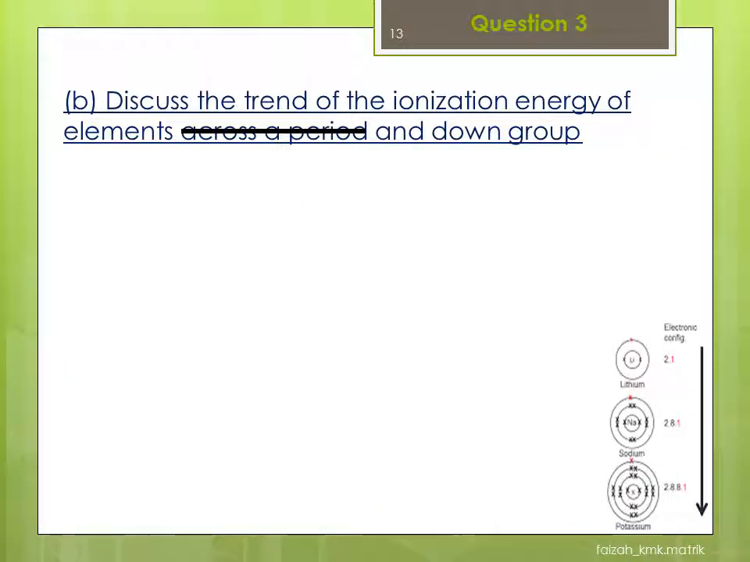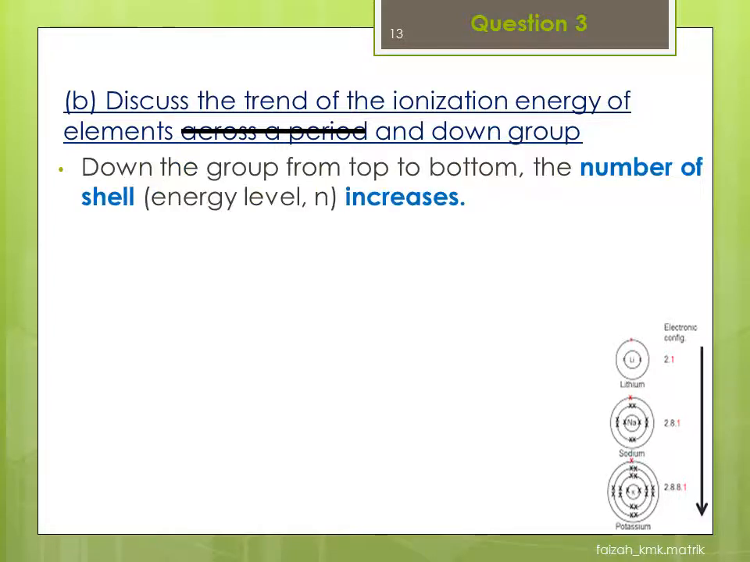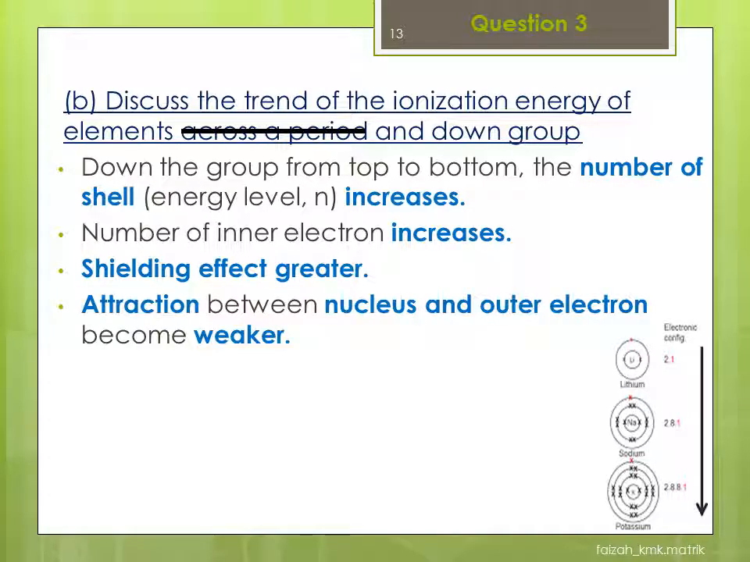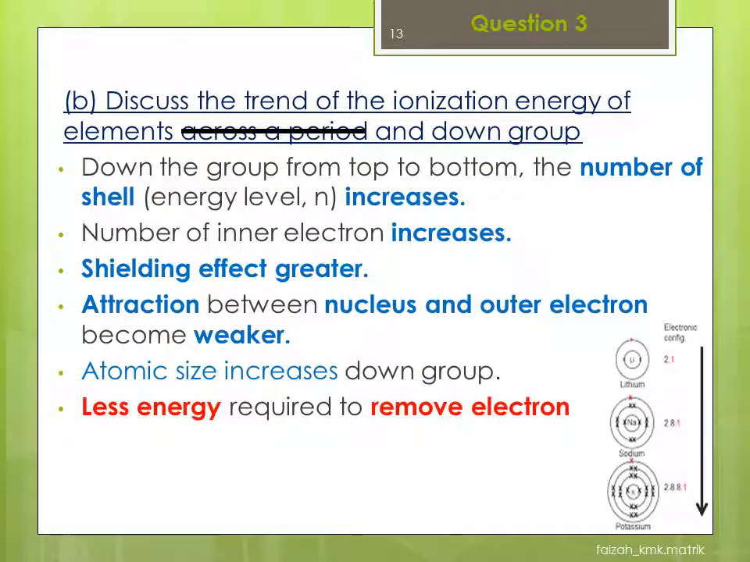Question 3b. Discuss the trend of ionization energy of elements down group. Down the group from top to bottom, the number of shell or energy level n increases. Number of inner electron increases, shielding effect greater, attraction between nucleus and outer electron weaker, atomic size increases down group, less energy required to remove electron.